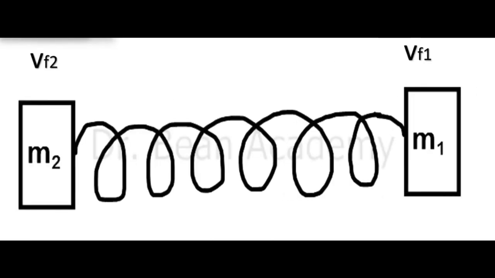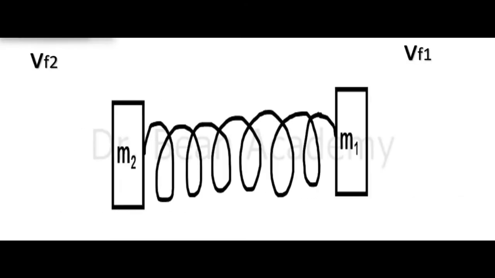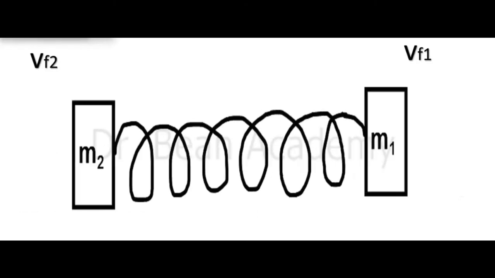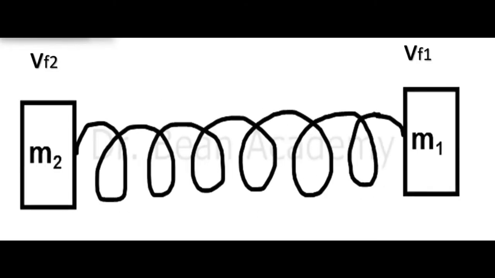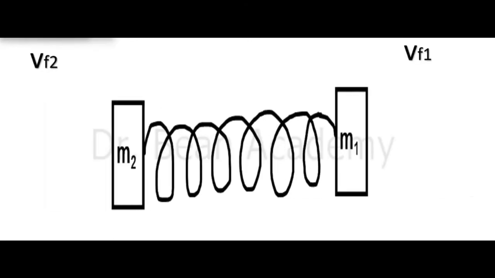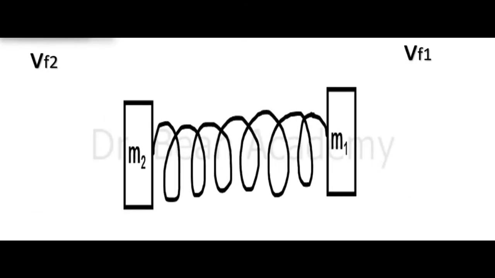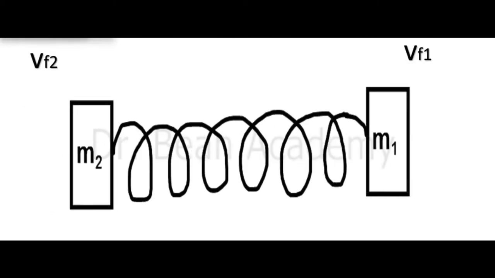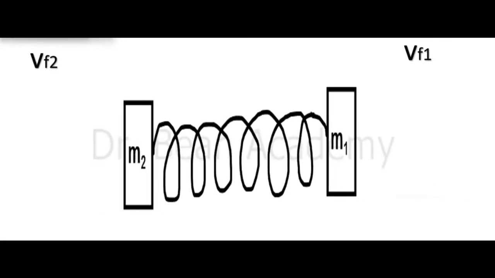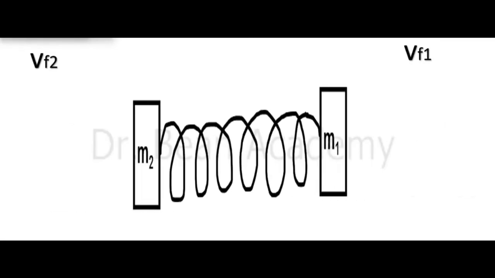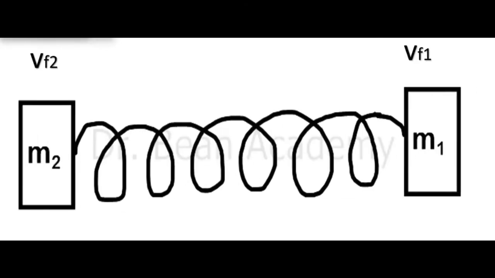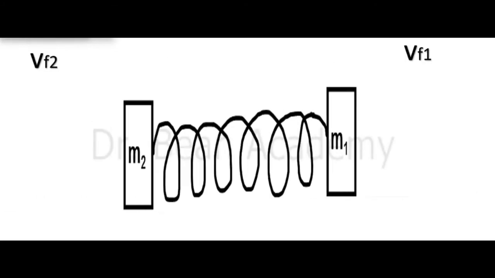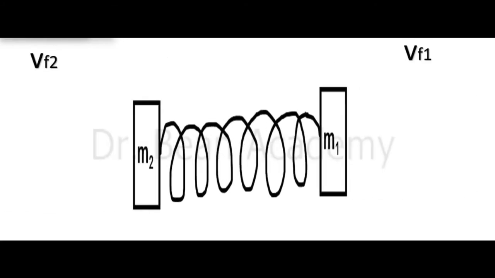And then once again the spring will be compressed, and because of the compression it will expand, and because of the expansion it will compress. So a motion like this will go on indefinitely. It will never stop in our situation because we are ignoring frictional forces, and the spring is ideal. There is no dissipation of energy, so the motion will remain like that. And the final velocities, you can see Vf1 is the final velocity of mass m1, Vf2 is the final velocity of mass m2, and then we will calculate the ratio of these two velocities.